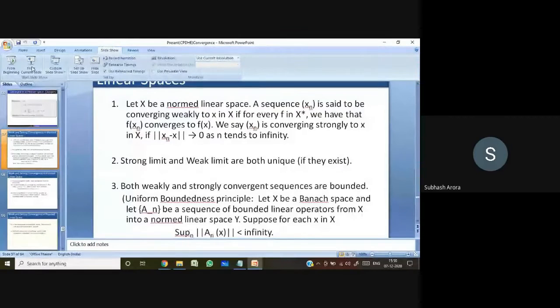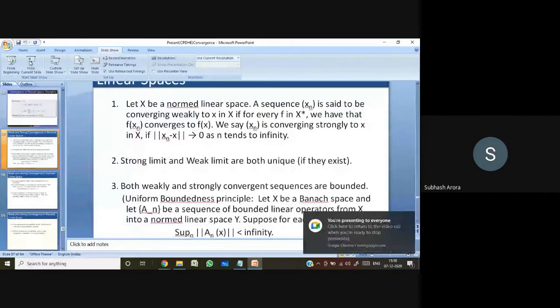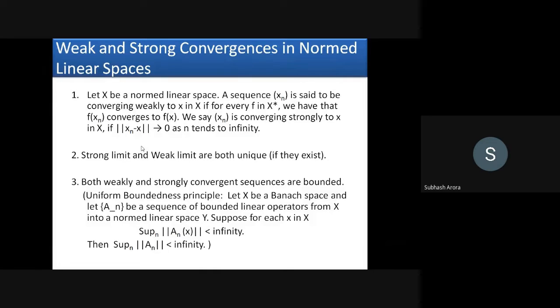Yes, Anulla ji. So, friends, we were talking about weak convergence and strong convergence in non-linear spaces. I told you that a sequence xn in a non-linear space converges to x weakly if f of xn converges to f of x for every functional f in the space X star, the first conjugate space of the space X. That is the set of all bounded linear functionals on the space X. X in that case is said to be the weak limit. Weak limit, as you know, is unique.